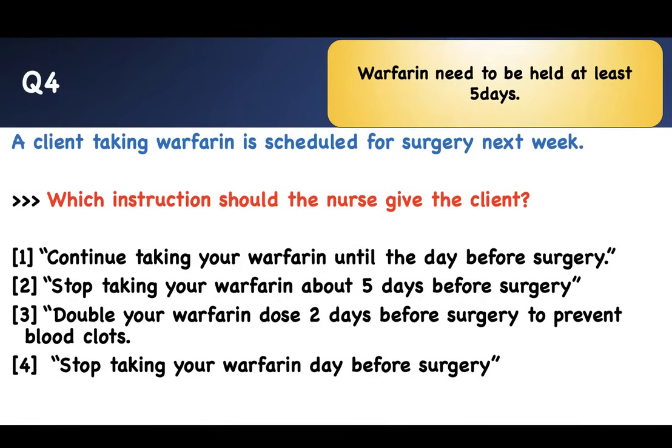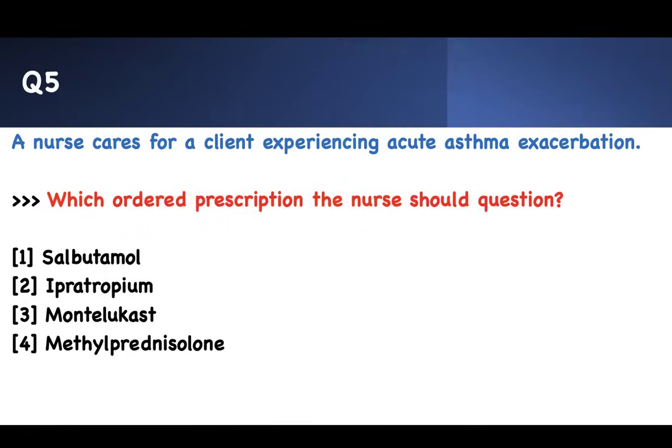Once again, pharmacology, NCLEX review question, NCLEX practice question, test taking strategy, and think critically. This is the way NCLEX will give you questions, short and straightforward, but you have to think. And let's care for a client experiencing acute asthma exacerbation. What is the buzzword? Acute, not asthma exacerbation. Forget about the asthma exacerbation. Focus on acute. If you focus on asthma exacerbation, you can get this question wrong, right? Acute is the key. Which ordered prescription should the nurse question? That means one medication cannot be used in an acute situation.